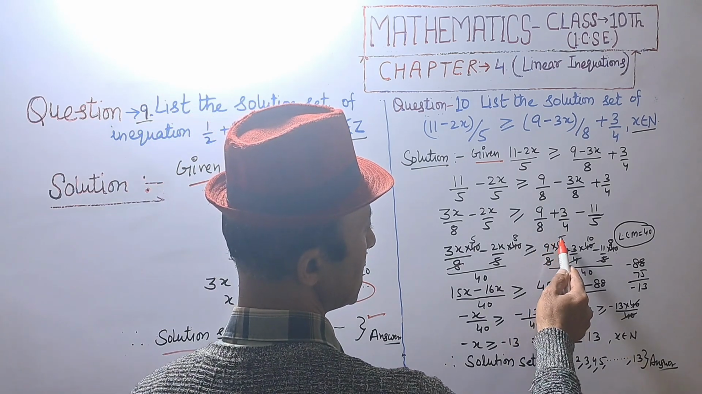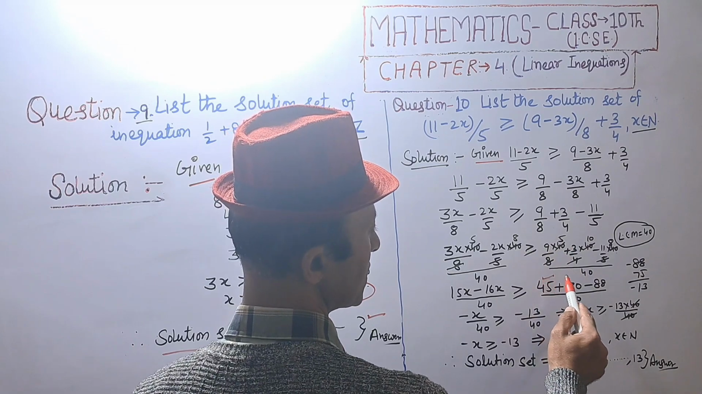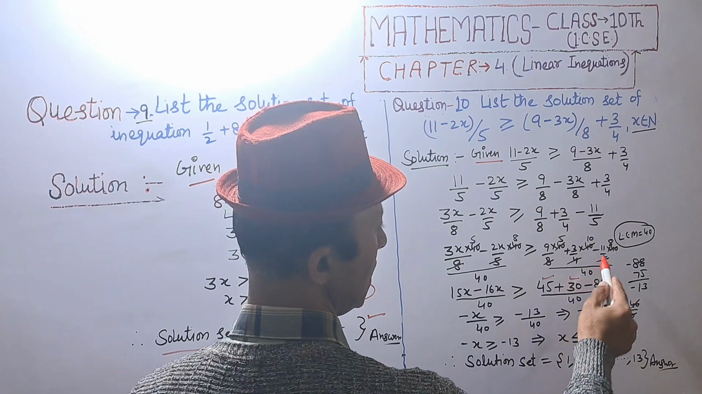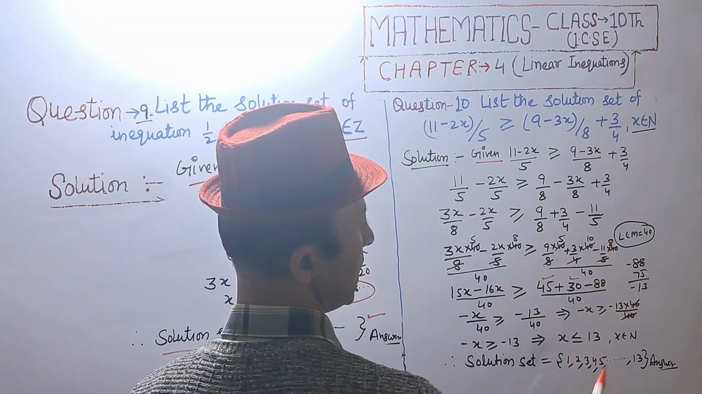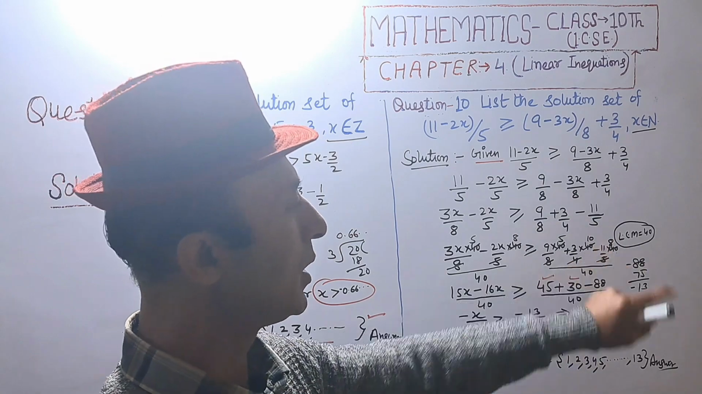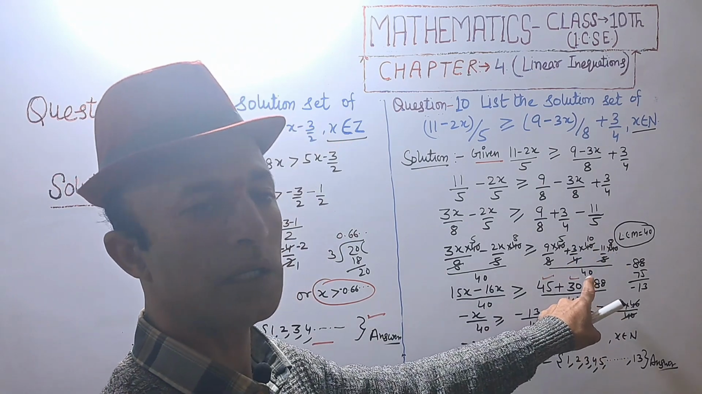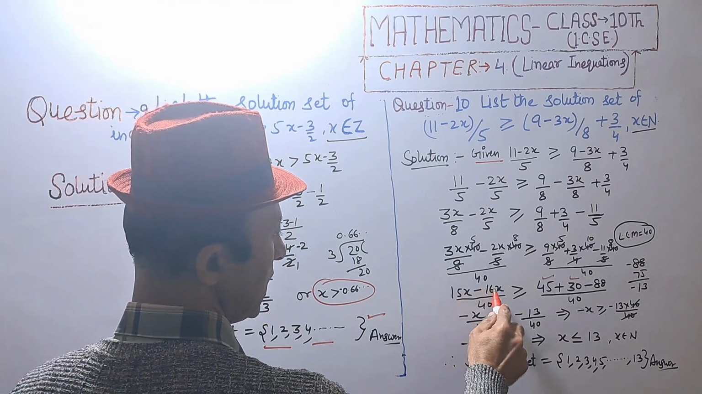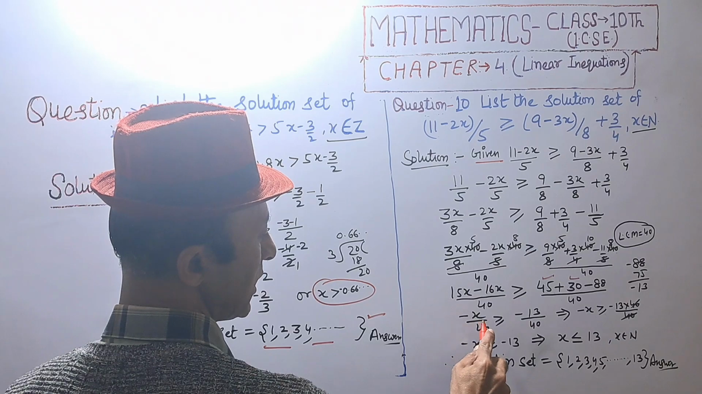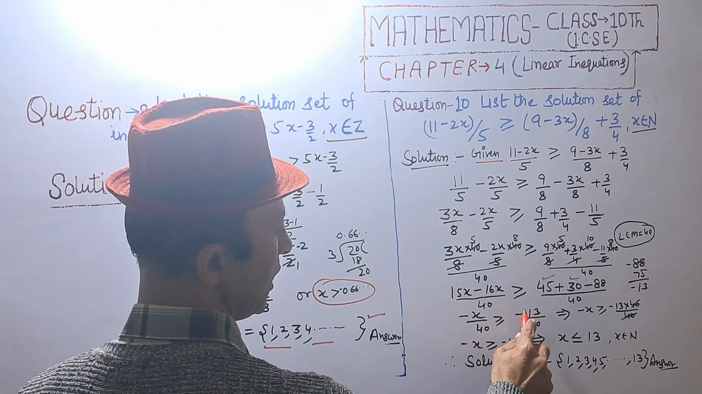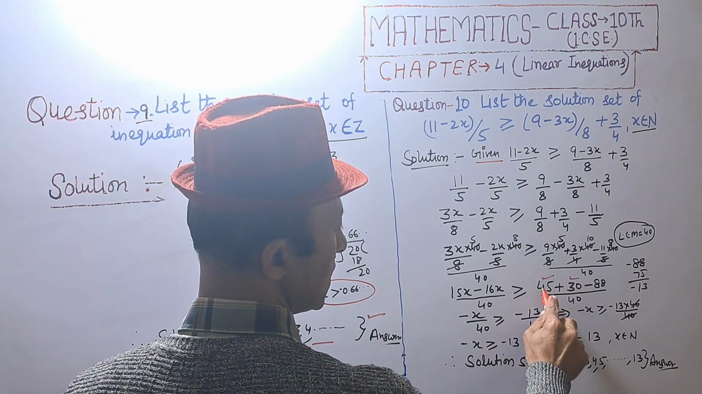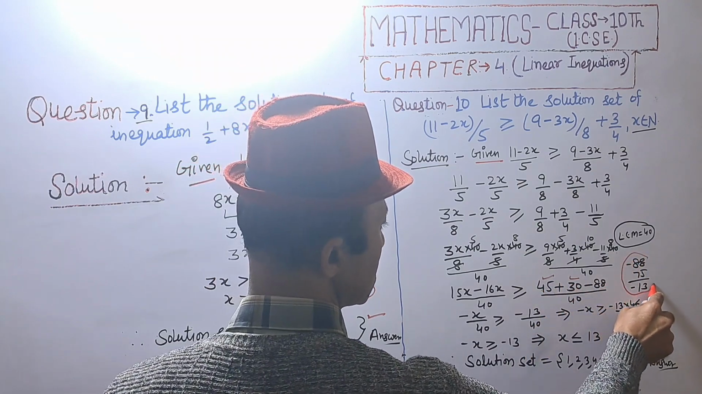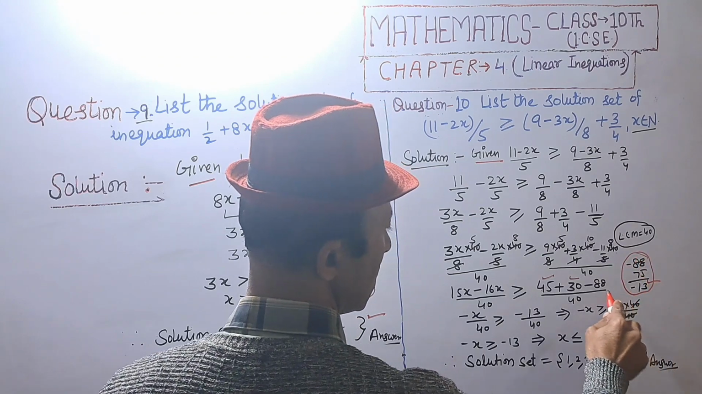40 divides 8, that is 5, and 9 5s are 45 first, and 40 divides 4, that is 10, 10 3s are 30, and 40 divides 5, that is 8, and 11 multiplied by 8 is equal to 88 divided by LCM 40. Minus 16x plus 15x is minus x upon 40 greater than or equal to 45 plus 30 is 75, and minus 88 plus 75 equal to minus 13.